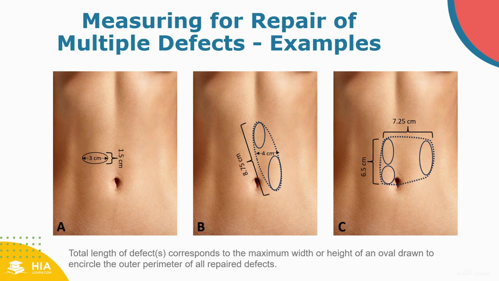The physician repairing the hernias should calculate total length of the defect based on these principles and document the length in the operative report. A query may be necessary if multiple defects are repaired and documentation in the operative report provides only the length of individual defects rather than the total length of all defects repaired.